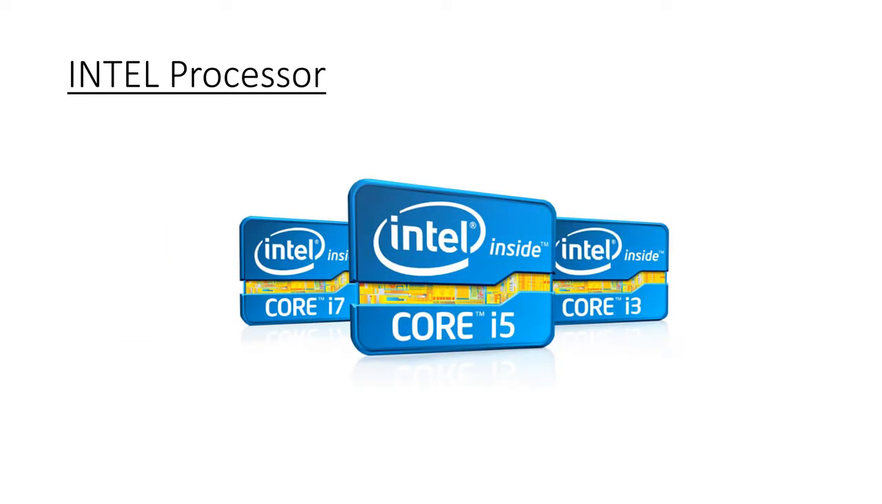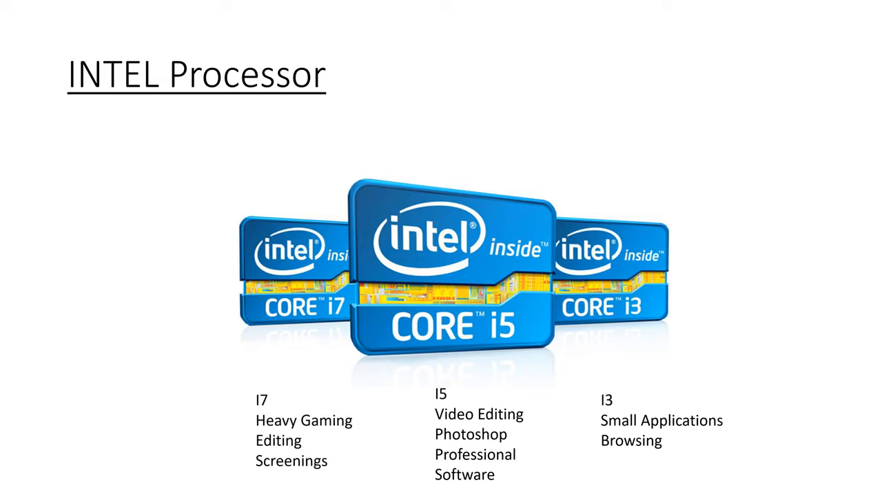Intel processors are mainly categorized into i3, i5 and i7 and subcategorized based on the number of cores inside, which distribute the assigned processing activities to make it faster. i3 should be chosen for small applications and browsing activities. i5 should be selected when you have to work on video editing, Photoshop and professional software. i7 is for heavy gaming, editing and screenings.